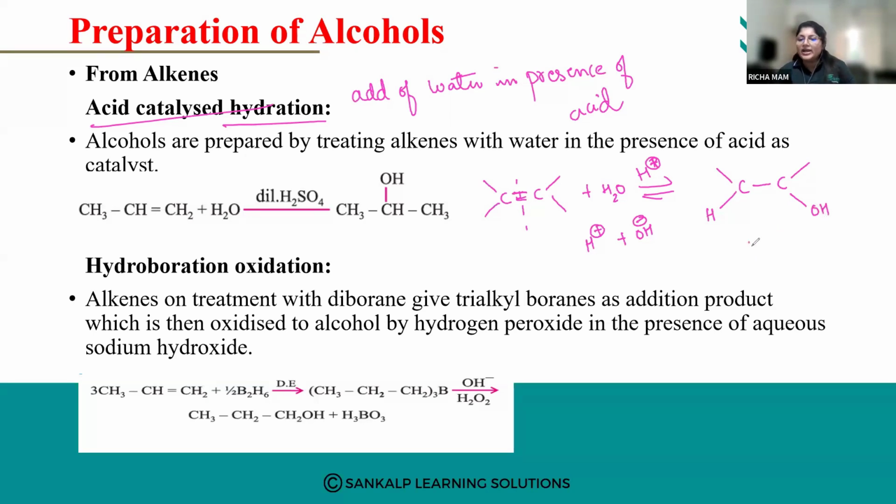So what am I going to get? I'm going to get an alcohol. Is it clear? Okay, so this is the answer. So alcohols, how are they prepared? They are prepared by treating alkenes with water in the presence of acid as the catalyst. So we are making use of the acid as the catalyst. This is the acid catalyzed reaction. Is it clear?